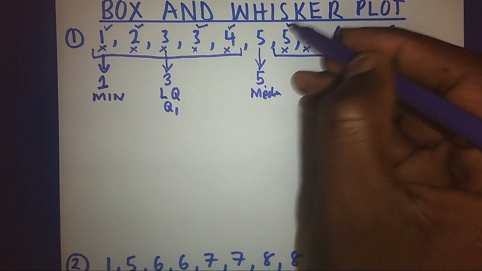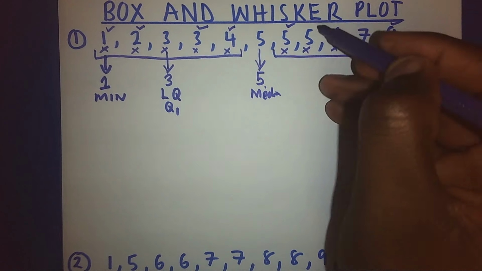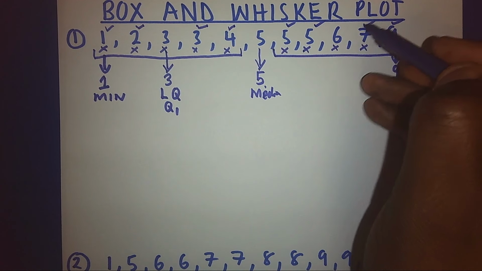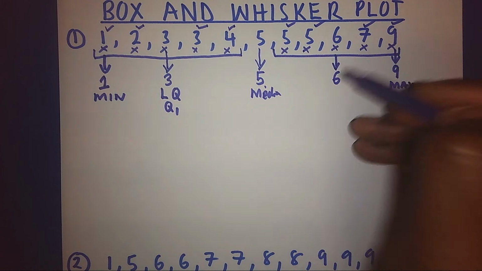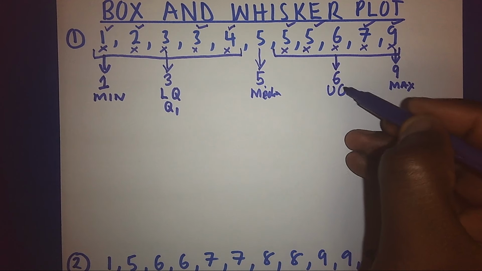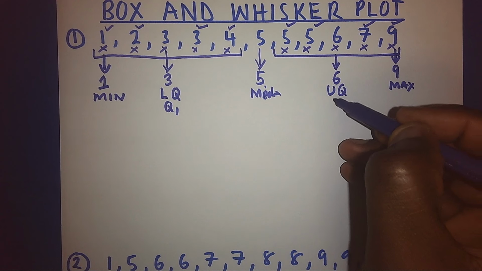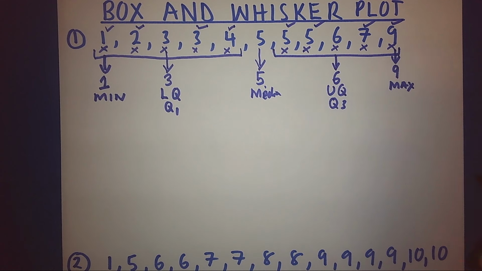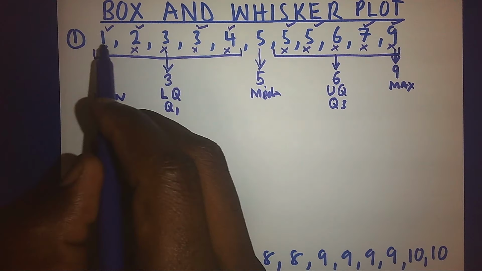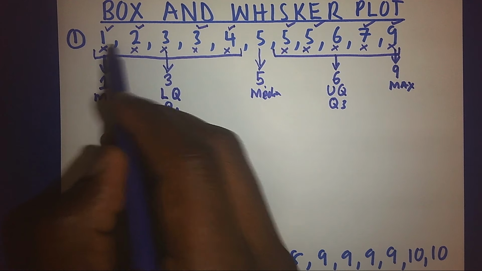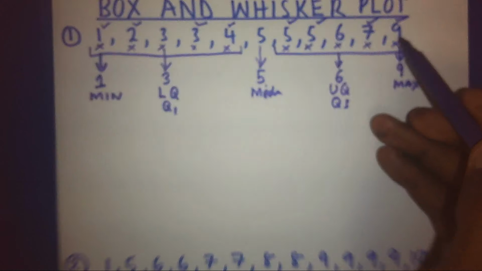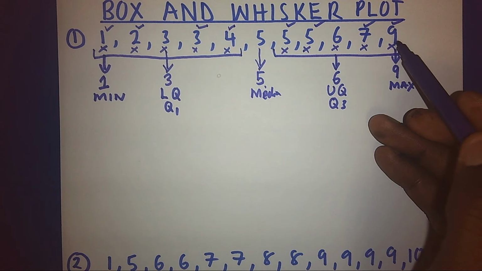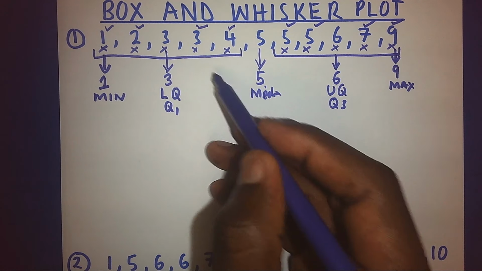The same we shall do to the upper half of the data. 1 data, 1 data, second data, second data, and the middle will become our upper quartile, or we call it Q3. When we look at our data, it is systematically arranged from 1 increasing majestically to 9. Now we have got our 5 items that we need to find.